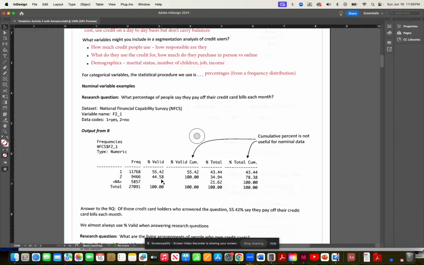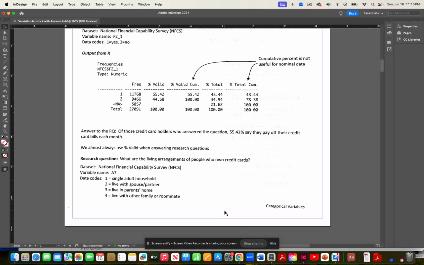So the answer to our research question, what percentage of people say they pay off their credit card bills each month? Well, that would be the ones that said yes under number one. And if we look at that, it's 55.42%. So a complete answer to the research question would be, of those credit card holders who answered the question, 55.42% say they pay off their credit card bills each month. So if you look, we specified that that would be people who answered the question.